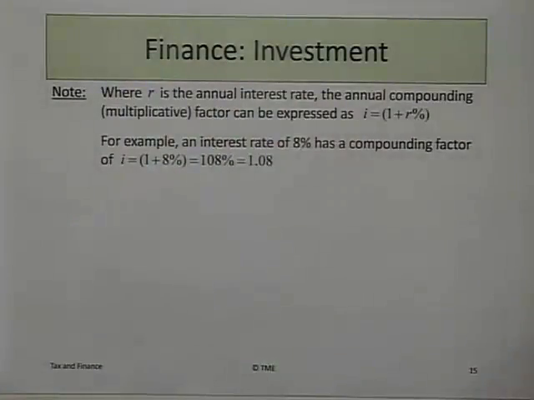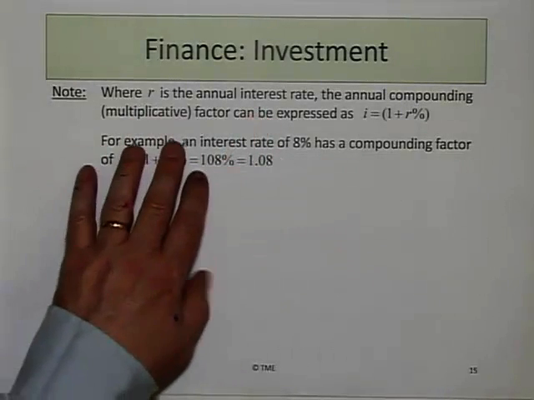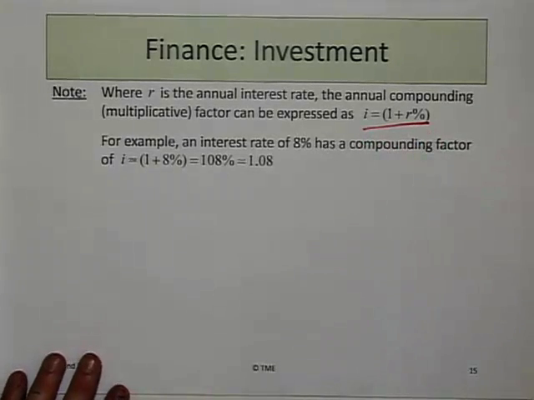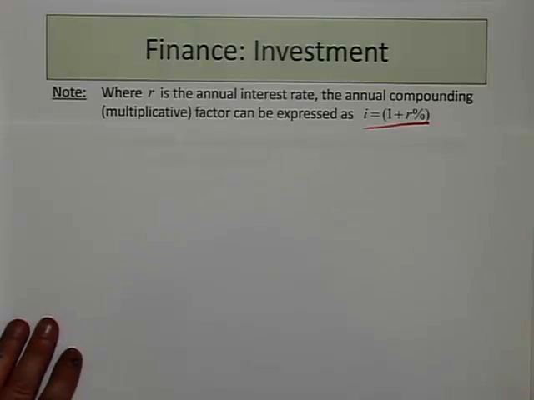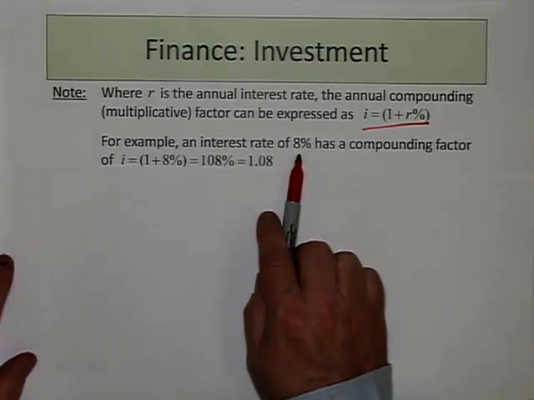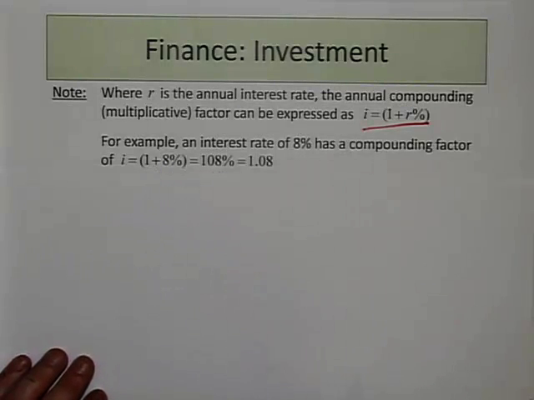These are all based around a fairly standard model of compound interest. And they say where R is the annual interest rate, the annual compounding multiplicative factor can be expressed as I is equal to 1 plus R squared. Now that sounds maybe a bit convoluted, but let's look at that from a numbers point of view. It basically says that if you have an interest rate of 8%, this is a compounding factor of 1 plus 8% or 108 or 1.08.